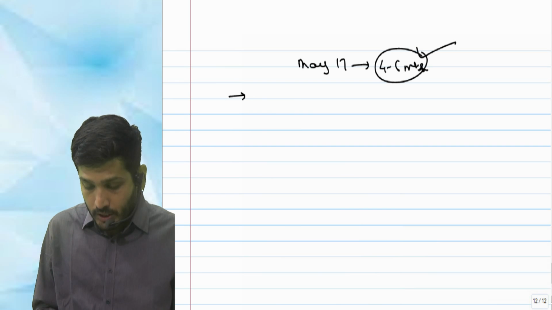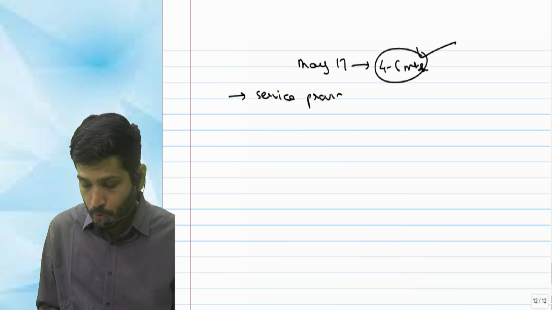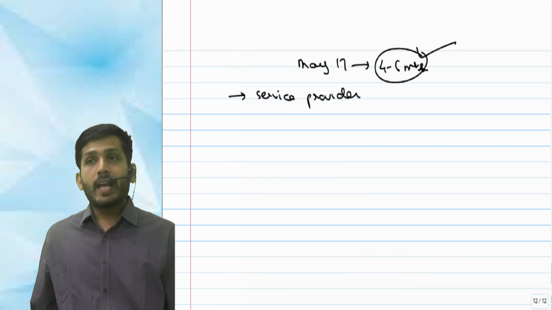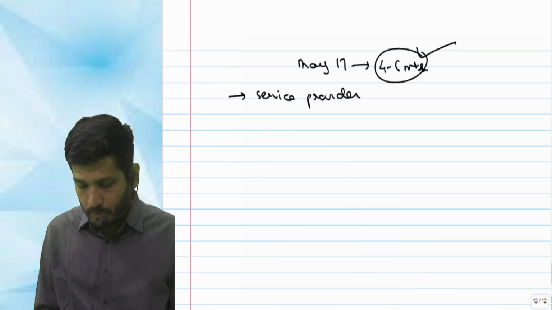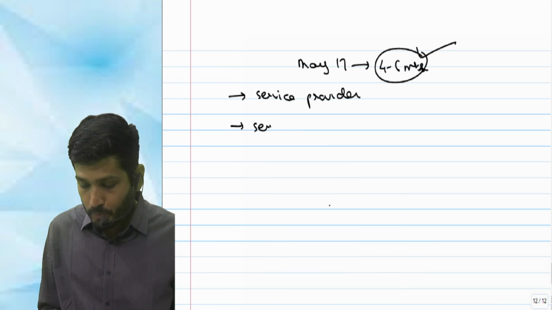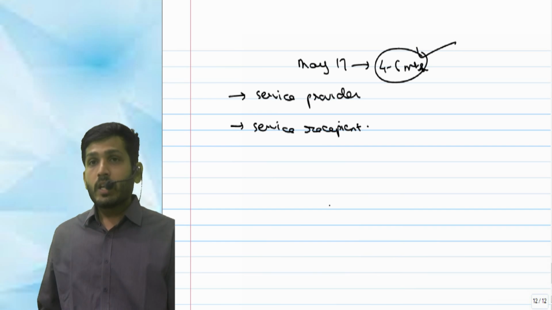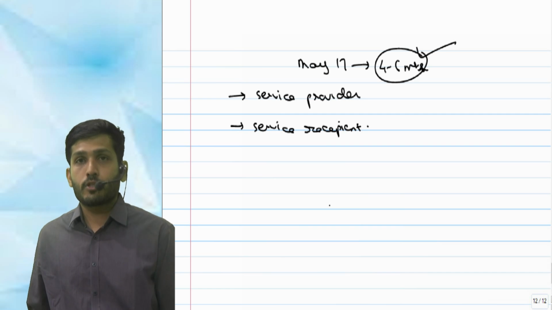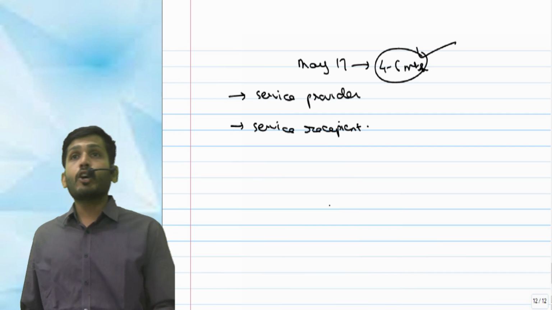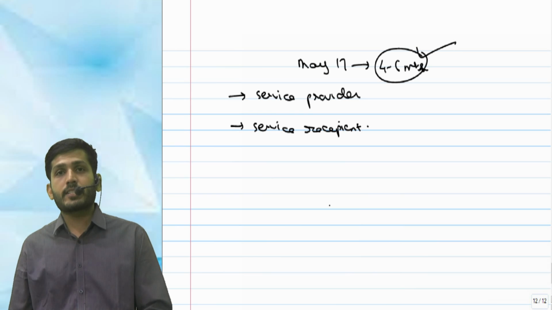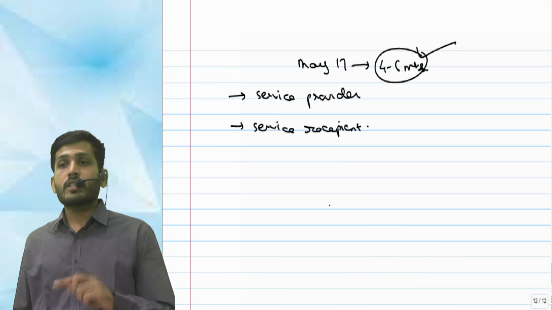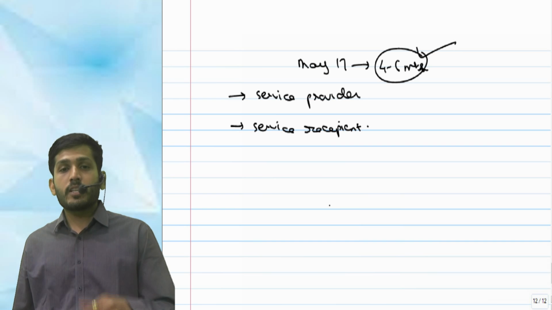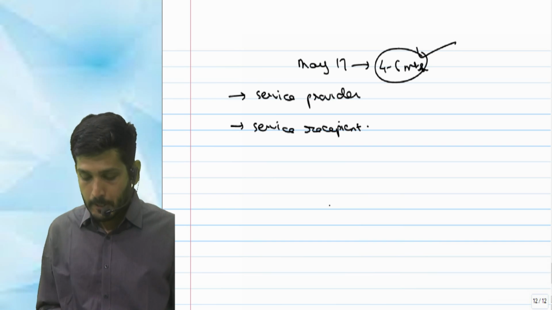The first one is who should be a service provider. I hope everyone understood: a non-resident not having a permanent establishment in India. Second, who should be a service recipient? The service recipient has to be a resident if the service is used for his business or profession, or it can even be a non-resident having a permanent establishment in India, where those services are used for carrying out business related to that permanent establishment in India.